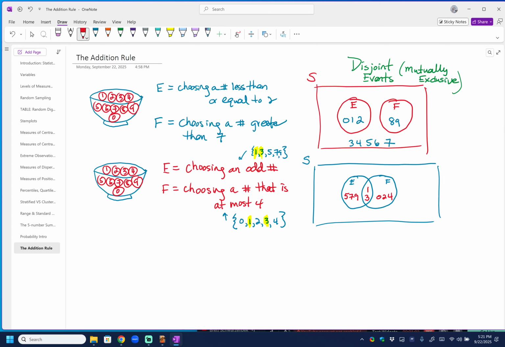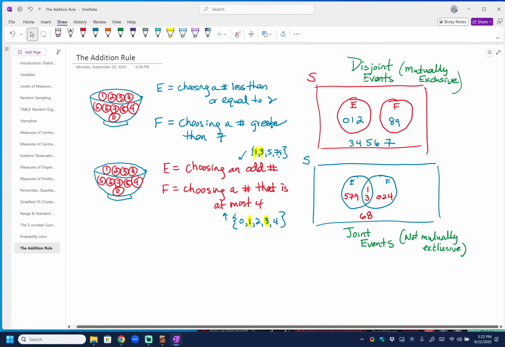And then the remaining numbers, which I believe is only 6 and 8, go outside the events, but still inside the sample space. The key here now is, since we do have outcomes in common between the events E and F, we call them joint events or not mutually exclusive events.